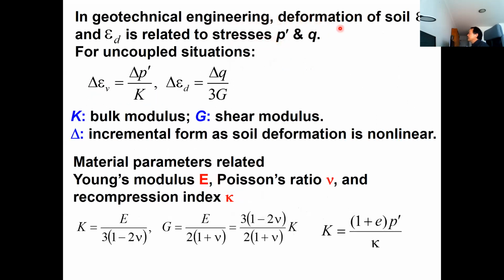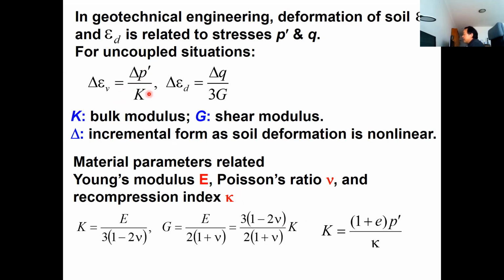Okay, in the same way, in geotechnical engineering, our deformation is volumetric strain and distortional strain. The volumetric strain is linked with the mean effective stress by the bulk modulus. The shear strain is linked with shear stress by the shear modulus. Okay, K is the bulk modulus. It is linked with the unloading-reloading parameter, kappa. You will learn kappa and you will know how to determine kappa from the compression model.